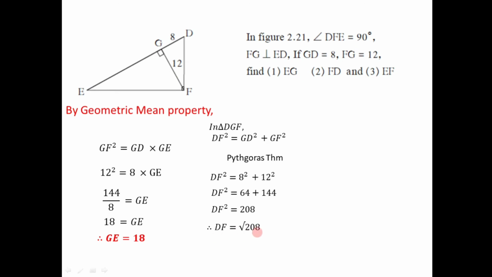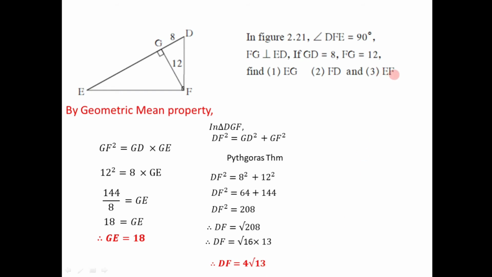We can further simplify this. We can split 208 into two factors such that one of them is a perfect square. So the factors are 16 into 13, where 16 is a perfect square, it is the square of 4. So if we take 16 outside the square root sign, 4 should be taken and root 13 remains under the root as it is. So the length of segment DF, that is the length of segment FD, is 4 root 13.